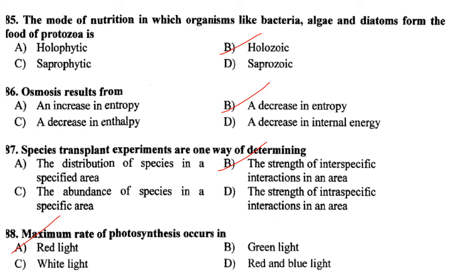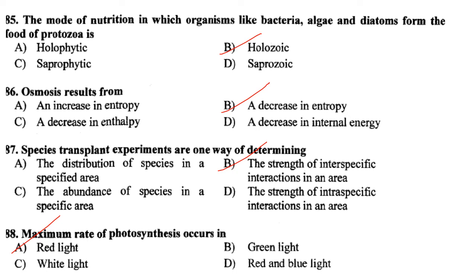Species transplant experiments are one way of determining. A transplant experiment is an experiment to test the effect of environment by moving two species from their native environment into a common environment. So this will determine the strength of interspecific interactions in an area. We are taking two species from their native environment and putting them into a common environment, so there will be some interspecific interactions in that particular area. The strength of this interaction can be determined.